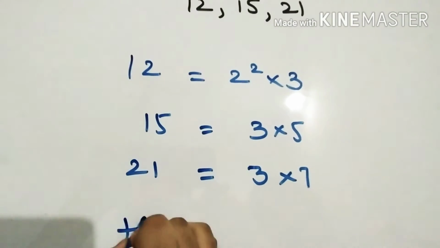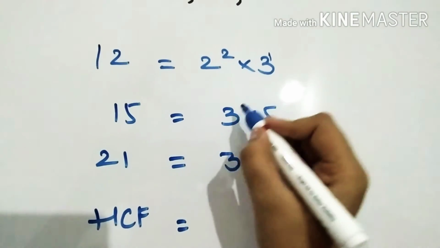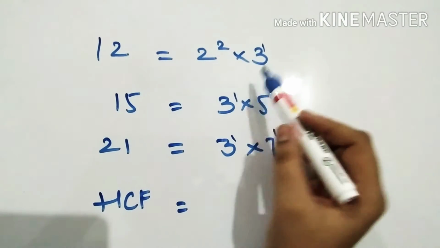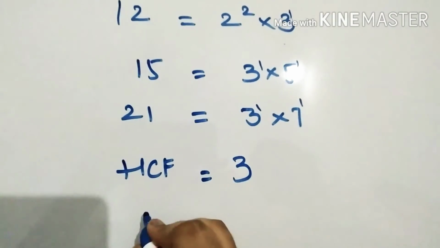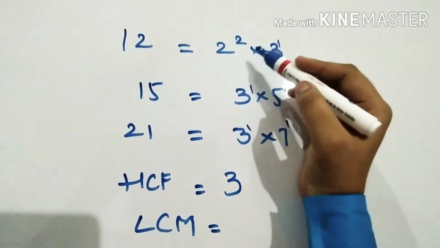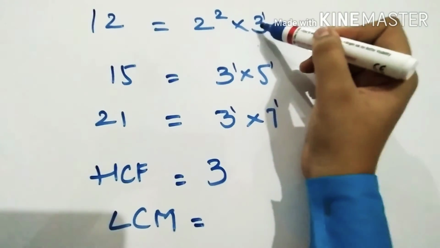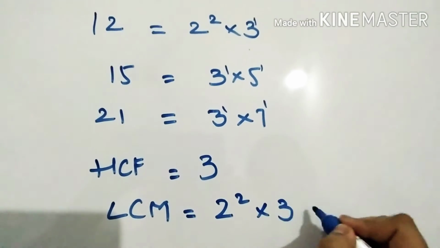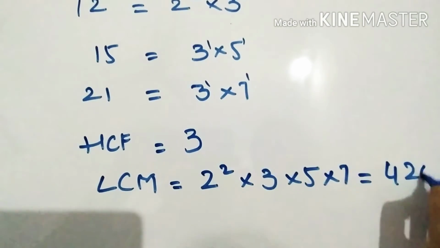To find HCF, we need to look at the smallest power. So here, the smallest power of the common factor is 3. 3 is to the power 1. So HCF is 3. And for LCM, you need to find the greatest power: 2 square, 3, 5 and 7. 2 square into 3 into 5 into 7, that is 420.